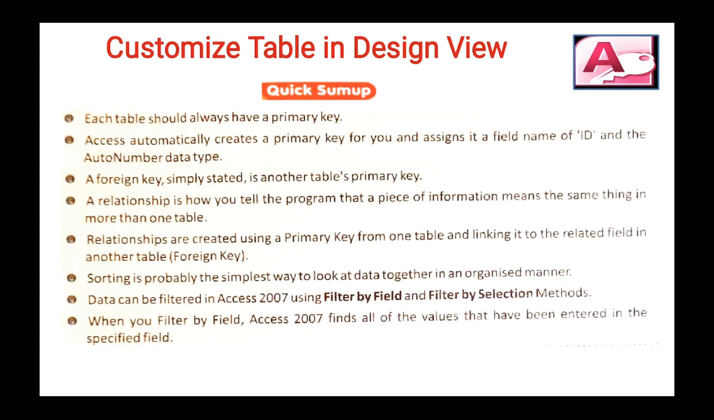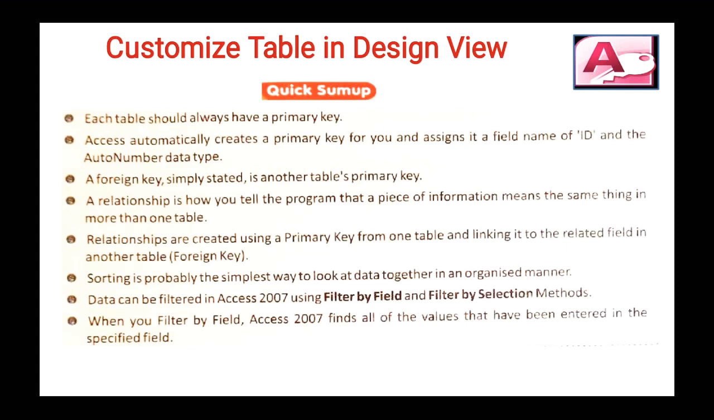Sorting is probably the simplest way to look at data together in an organized manner. Data can be filtered in MS Access 2007 using filter by field and filter by selection methods. When you filter by field, Access 2007 finds all the values that have been entered in the specified field.